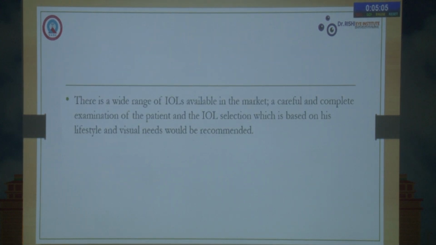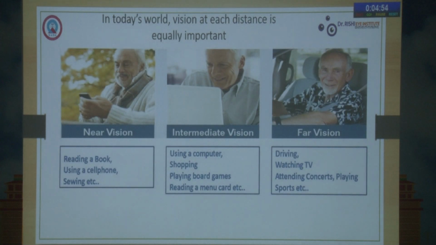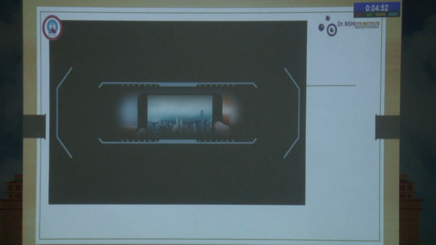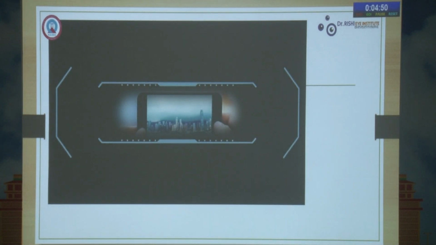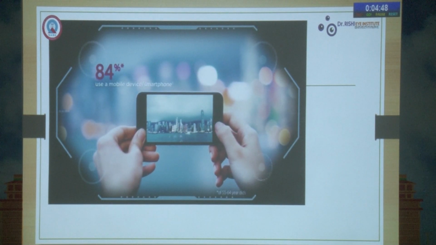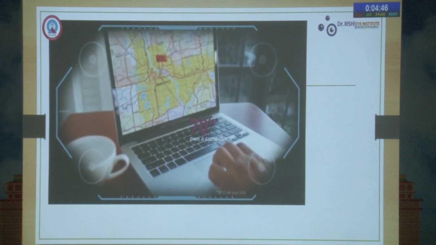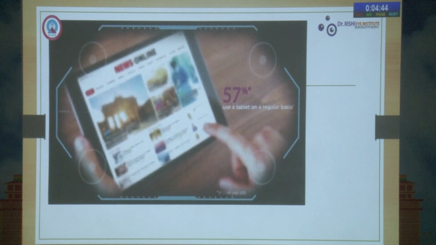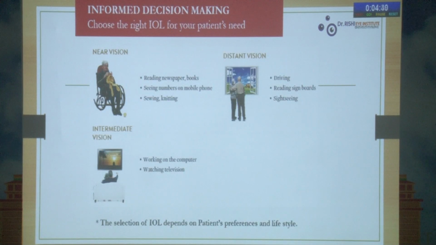And there is a wide range of IOLs available in the market. So a careful and complete examination of the patient, and IOL selection based on his lifestyle and visual needs, will be recommended. Because in today's world, vision at each distance is equally important. Now most of the work is done at near, because most of the patients are working on laptops and computers, so the intermediate vision is also very important, as well as the near vision nowadays. So informed decision making prior to the premium IOL implantation is very important.